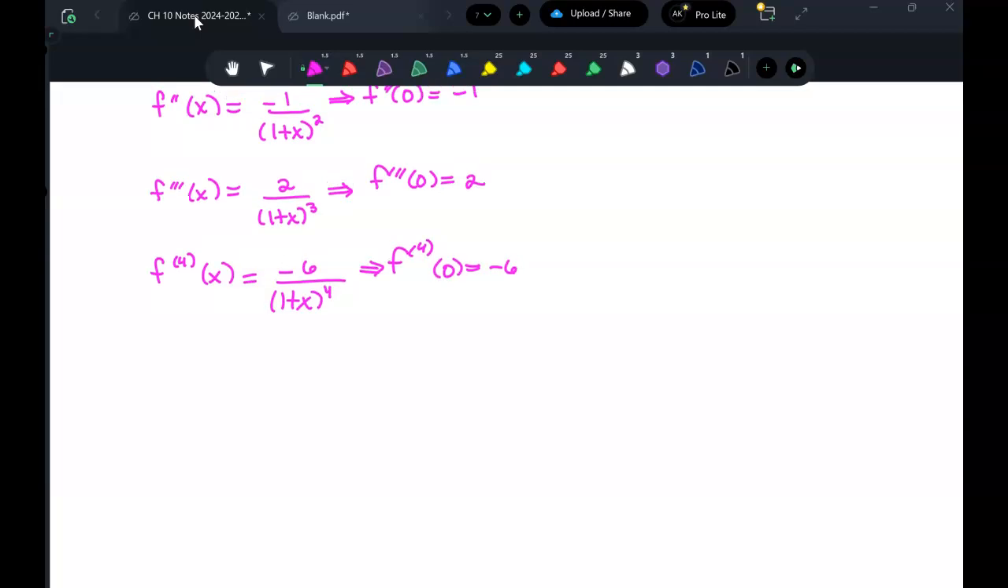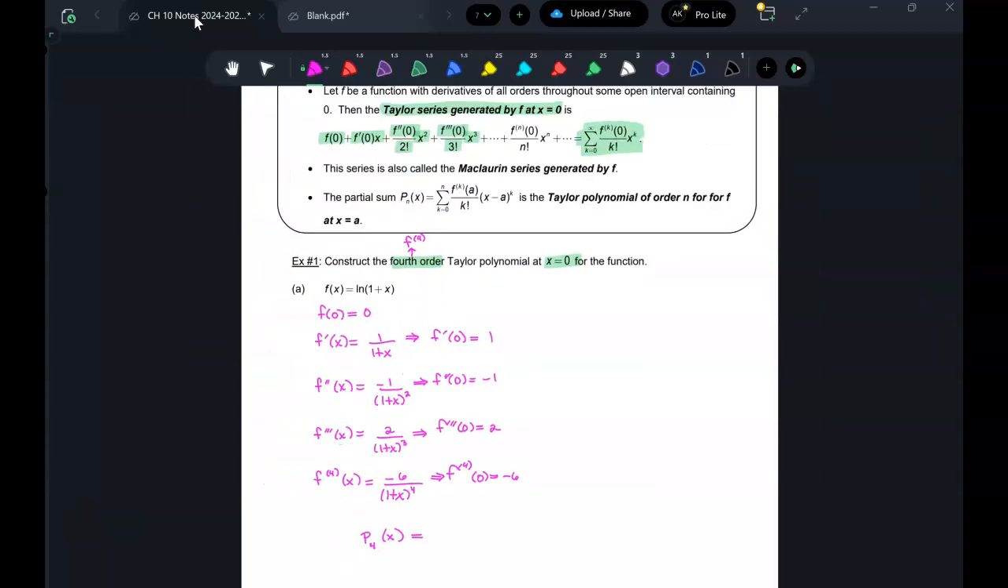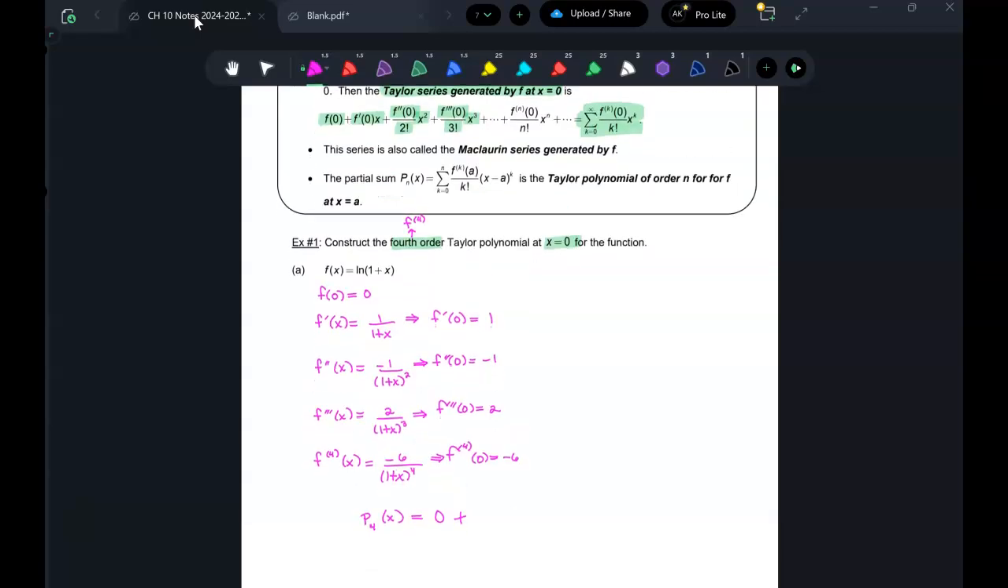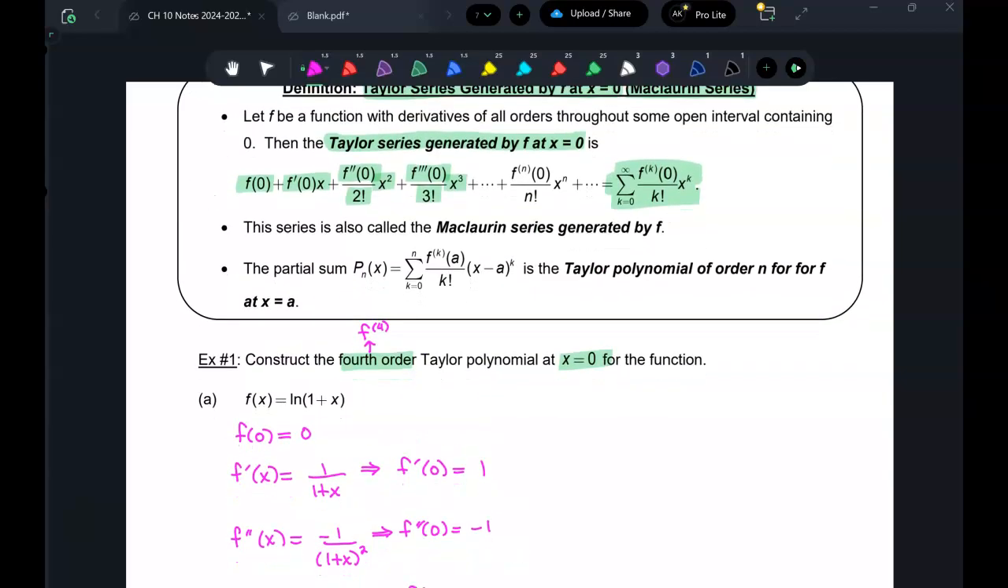The way we write out a Taylor polynomial, it'll be p sub 4 of x. The 4 represents the fourth order, or fourth derivative, that we go to. If we go back to our formula, the first term is f of 0, which is just 0, plus f prime of 0 times x, so that's just 1x, over 1 factorial. Technically this would be over 0 factorial, and this would be over 1 factorial.